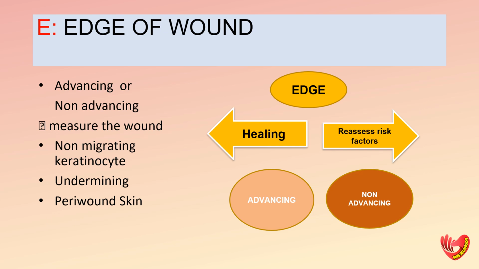E stands for age of wound. This can be described as advancing or non-advancing age by comparing the measurement of similar wound from previous review. Non-advancing age is due to non-migrating keratinocytes. Advancing of age can be assessed by measuring the depth, length, and width of the wound. Advancing edges are pink and show healing is taking place, while non-advancing edges are raised, rolled, red, or dusky.